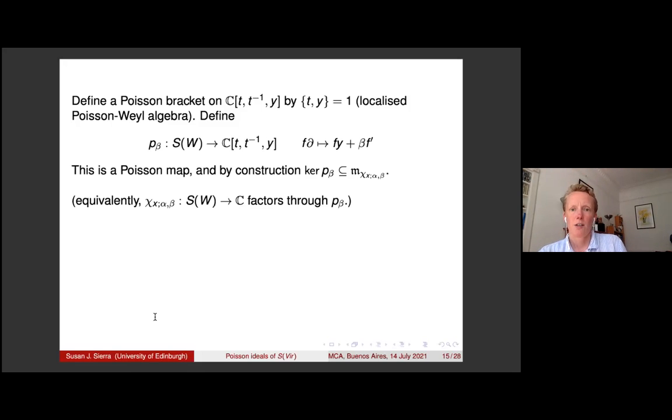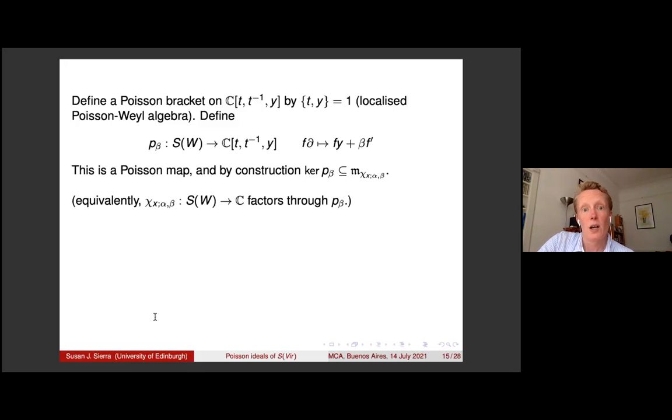First of all, the kernel of this map is contained in the maximal ideal associated to chi x alpha beta. One way to see this is that chi x alpha beta clearly factors through p beta, right? Because the only thing I need to compute chi x alpha beta is evaluating f and f prime at the same point. The other thing to notice, which is a computation I'm not going to do right now but you can check, is that this is a Poisson map. It preserves the Poisson bracket. So what this says is that the kernel of p beta is a Poisson ideal.